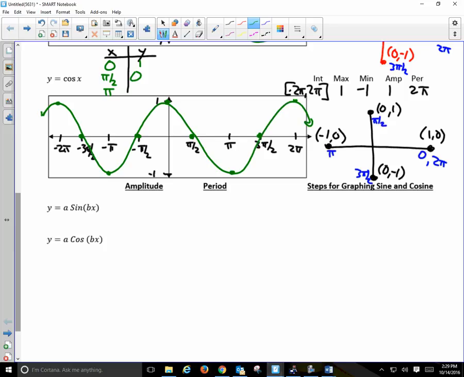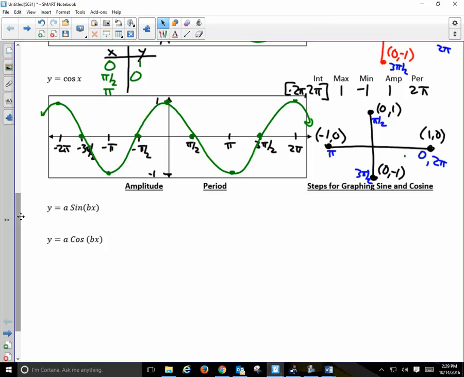The cosine of 0, 0 degrees or 0 radians. Cosine is the x value. And the x value is 1. Is that better? So you can see I get almost the same graph, don't I?